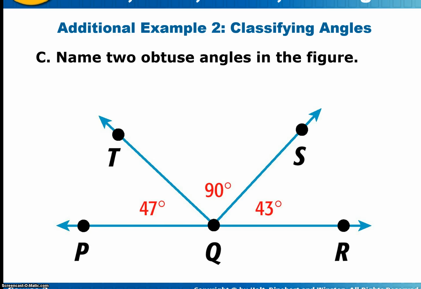Two obtuse angles means it has to add up to 180. Sorry, under 180, over 90. So, give you a hint. How would you name that? Are those the two that you got? Again, your order might be different. You might say PQS or TQR.